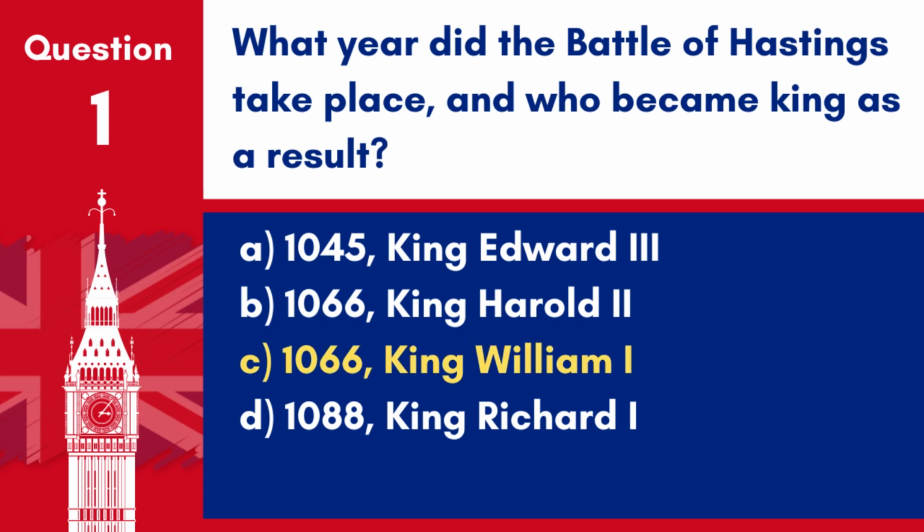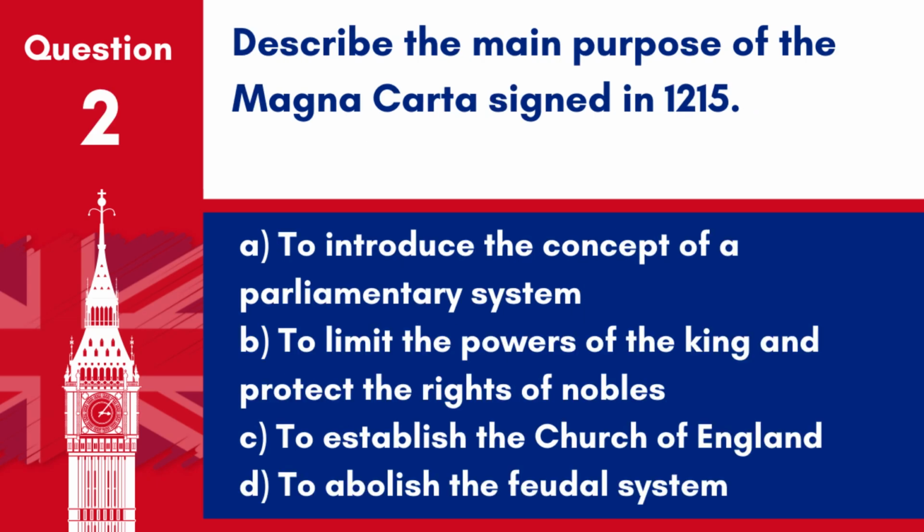Answer: C. 1066, King William I. The Battle of Hastings took place in 1066, and William the Conqueror, also known as King William I, became king as a result.